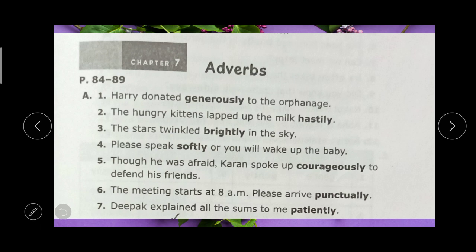Number one, Harry donated generously to the orphanage. Number two, the hungry kittens lapped up the milk hastily. Number three, the stars twinkled brightly in the sky. Number four, please speak softly or you will wake up the baby. Number five, though he was afraid, Karan spoke up courageously to defend his friend. Number six, the meeting starts at 8 a.m. Please arrive punctually. Number seven, Deepak explained all the sums to me patiently.